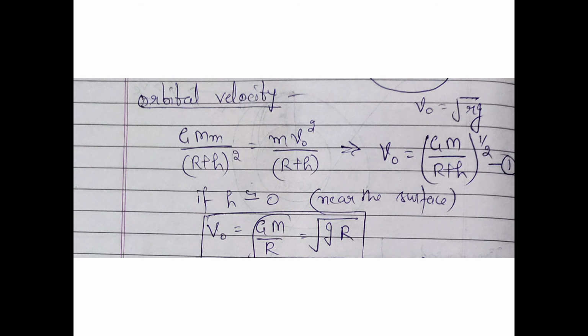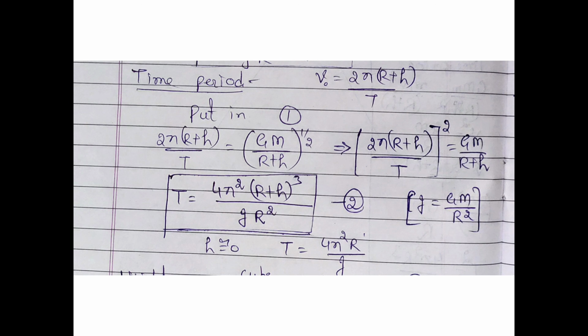So let us calculate orbital velocity. As I have told you, we have to balance the gravitational force GMm upon (R plus h) square, that is the distance, h is the height of the tower, R is the radius of earth, and use the centripetal force m v square by R plus h, where v naught is orbital velocity. From this relation you will get velocity v naught, that is root of GM upon R plus h. And also if h is 0, means near the surface, then relation will change, that will be equal to under root of gR.